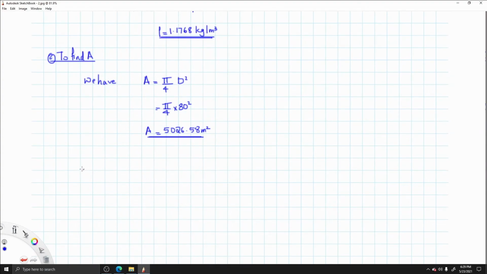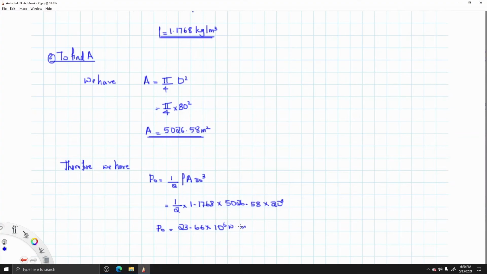Once you have found out the area, we will substitute in the equation for P naught. Therefore, we have P naught equal to half times rho A U naught cube, which is equal to half times 1.1768 into A 5026.58 into U naught. U naught is 20 cube. Calculating this, we will get P naught equal to 23.66 into 10 to the power of 6 watts, which is approximately equal to 24 megawatts. We have found out what is the value of P naught.